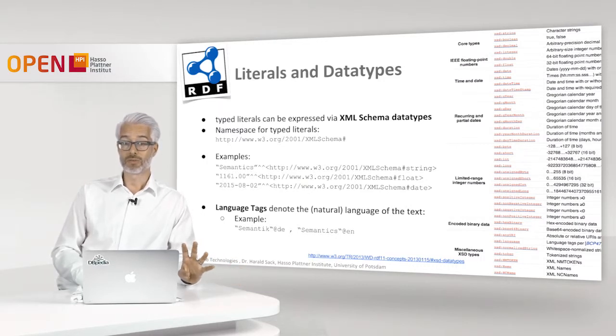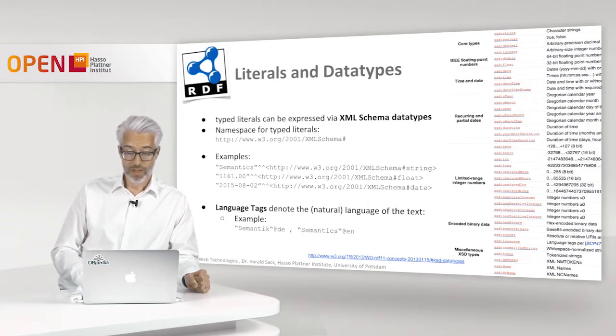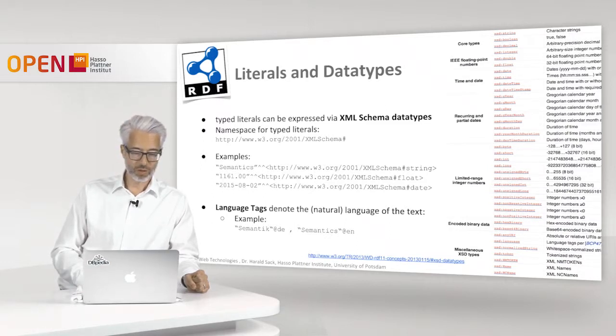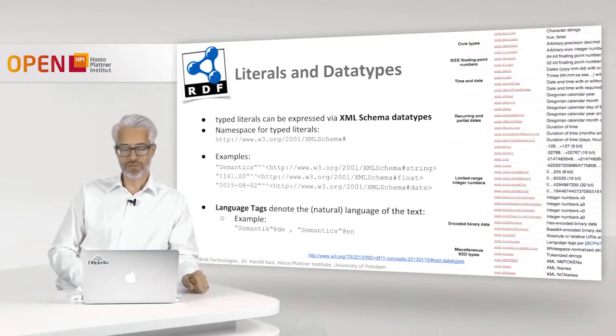To denote or to represent a character string explicitly with a data type, usually the literal is expressed in double quotes, as you see here, and then follows the address of the data type within the namespace. So it's the string within the XML schema namespace. Or the next example that you see here, that's a floating point number, 1161.00.